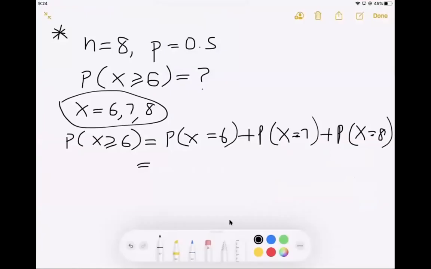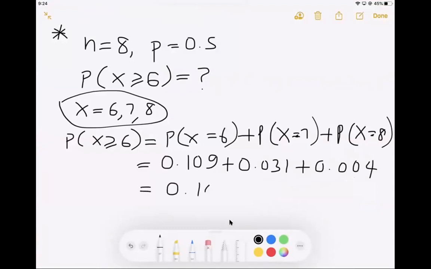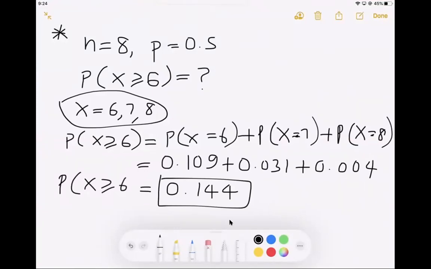So these are the corresponding probability values. So what is the final answer? 0.144. That is P of X greater than or equal to 6. So this is the answer.